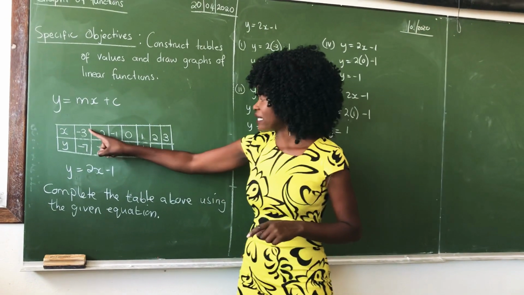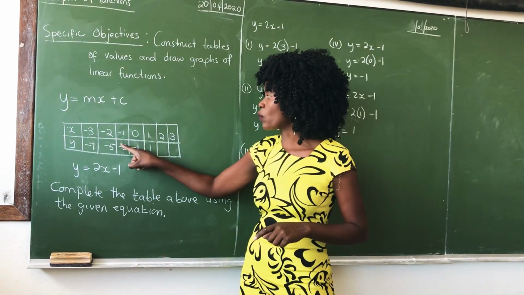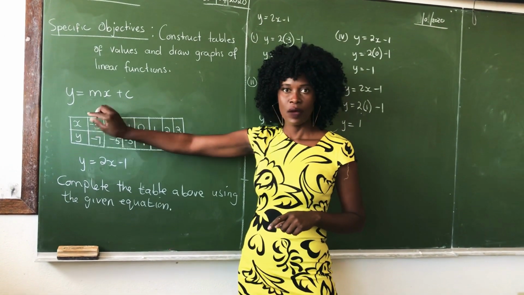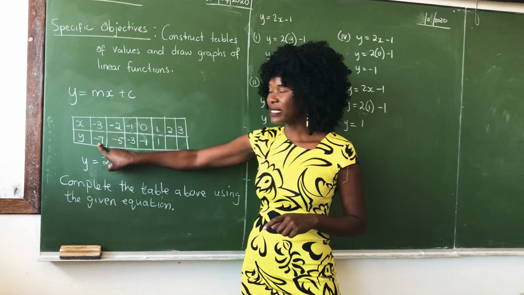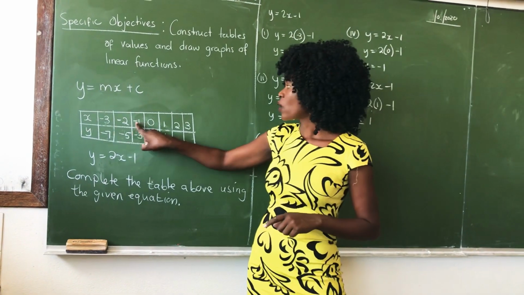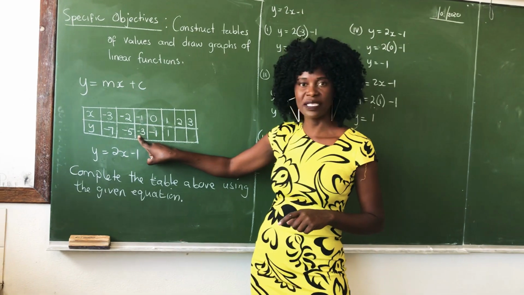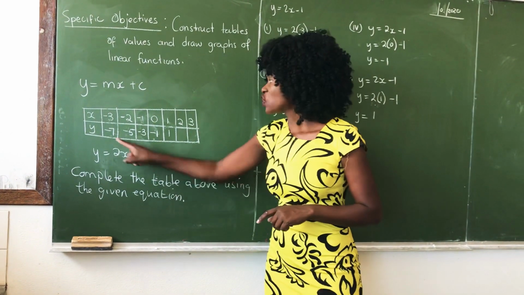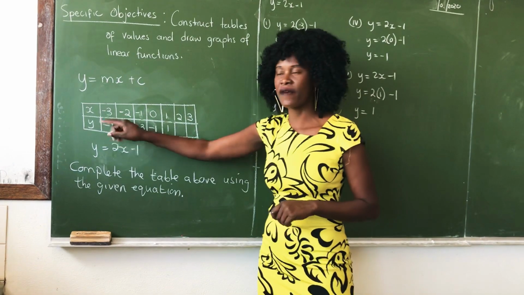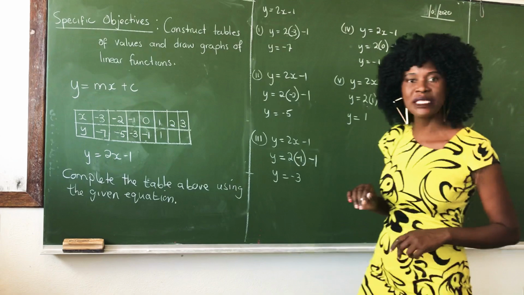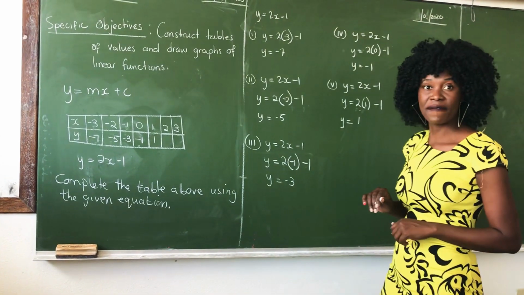So we complete the table, +1. Now, you realize that what we are actually doing here when we complete is getting the coordinates. When x is -3, y is -7. When x is -2, y is -5. When x is -1, y is -3. When x is 0, y is -1. So these coordinates that we have calculated here are to be used to draw a graph.